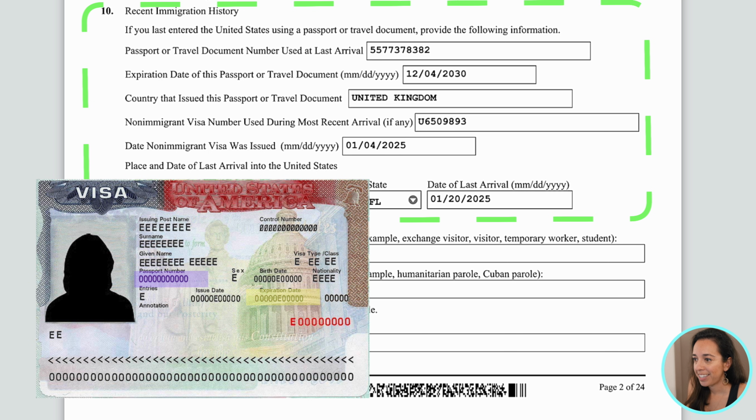It then asks the non-immigrant visa number used during the most recent arrival. And this is found on your K-1 visa in red writing. It then asks the date the non-immigrant visa was issued, and this will be under the issue date on the K-1 visa.